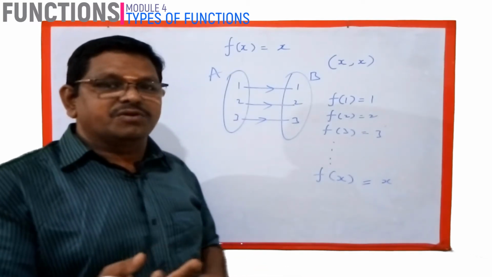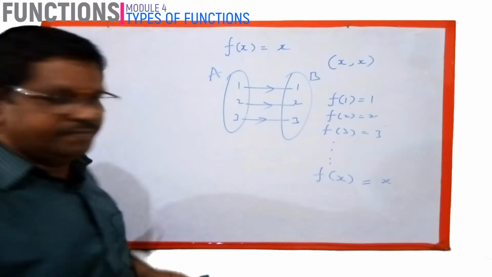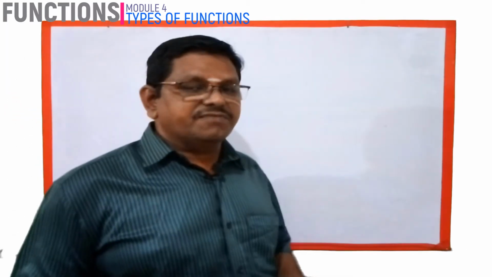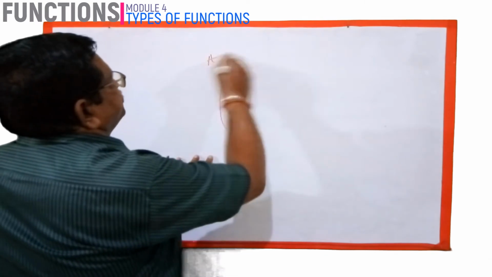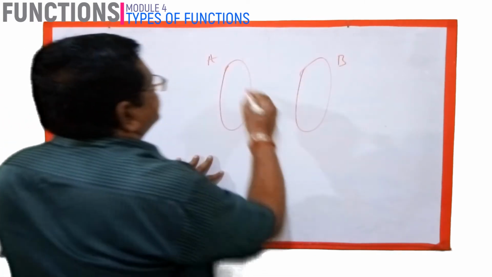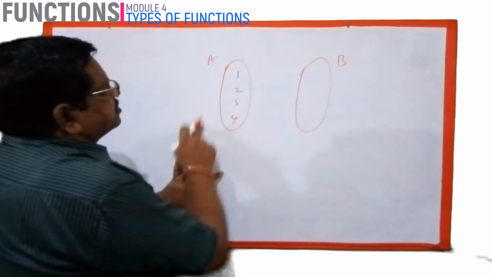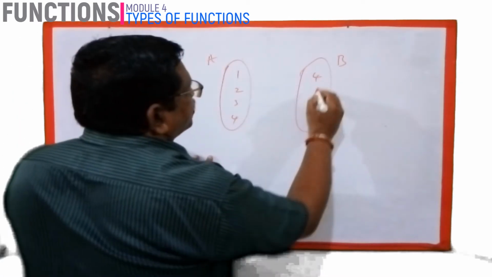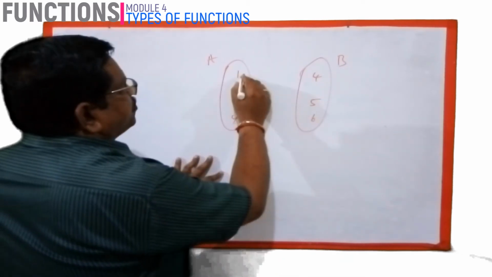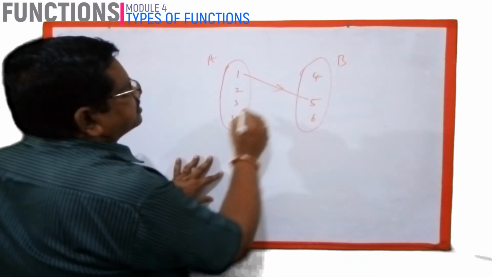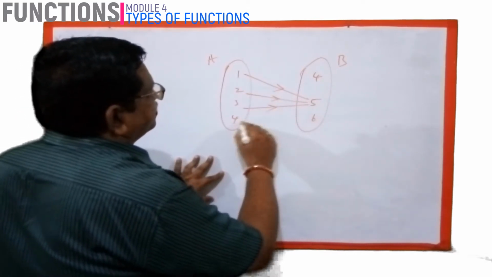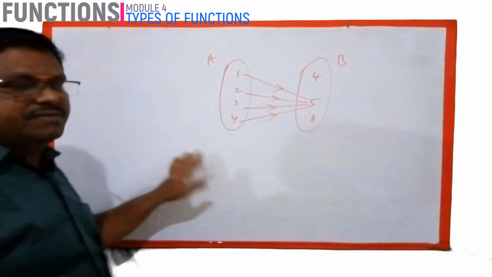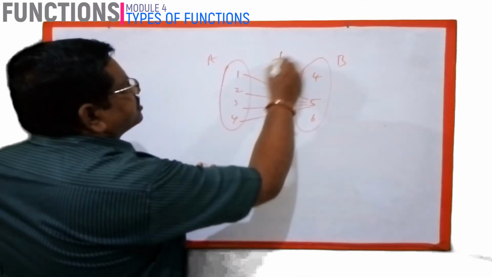Now we will discuss constant function. Constant function is a many to one function. Now let us take A, say this is B. 1, 2, 3, 4 are the elements of set A. Here we have elements 4, 5, 6. Suppose 1 has a relation with 5, 2 has a relation with 5, 3 has a relation with 5, 4 has a relation with 5. Check it. This is a function, isn't it?